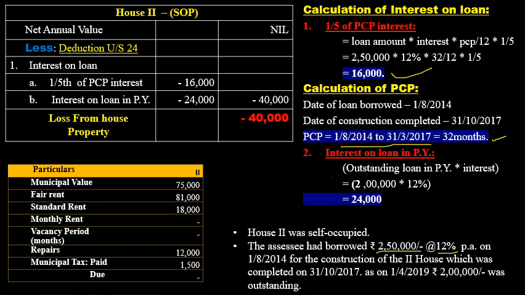Next is the interest on loan in the previous year. It is based on the outstanding loan in the previous year into interest. So the outstanding loan is 2 lakh, into 12%, so in total you are going to get 24,000. So 1/5 of PCP interest is 16,000 and 24,000 is interest on loan for the previous year. Total interest on loan for deduction under section 24 is 40,000. So the total loss in case of the second house is 40,000.